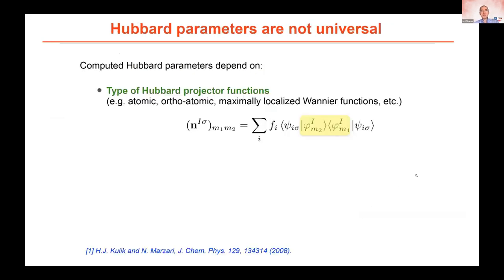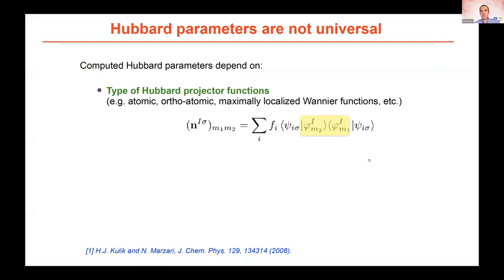In this slide, I wanted to summarize very important take-home messages. I hope that after this talk you will really remember this slide by heart, because this is fundamental if you want to use DFT plus Hubbard in your research. The computed Hubbard parameters depend on many aspects. First is the type of Hubbard projector functions. These are the functions phi in the yellow rectangle.